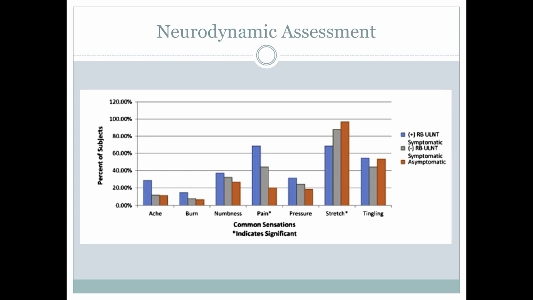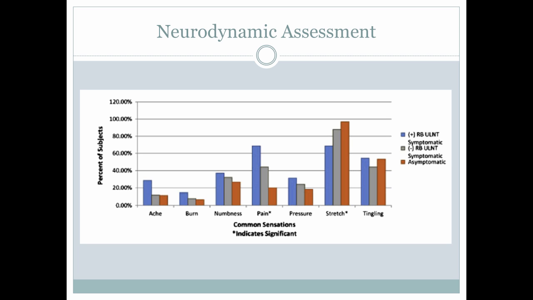As we see here, all groups reported the sensations that they had an option from across the whole board. Those were reported at one time or another. Stretch was the most commonly reported sensation.